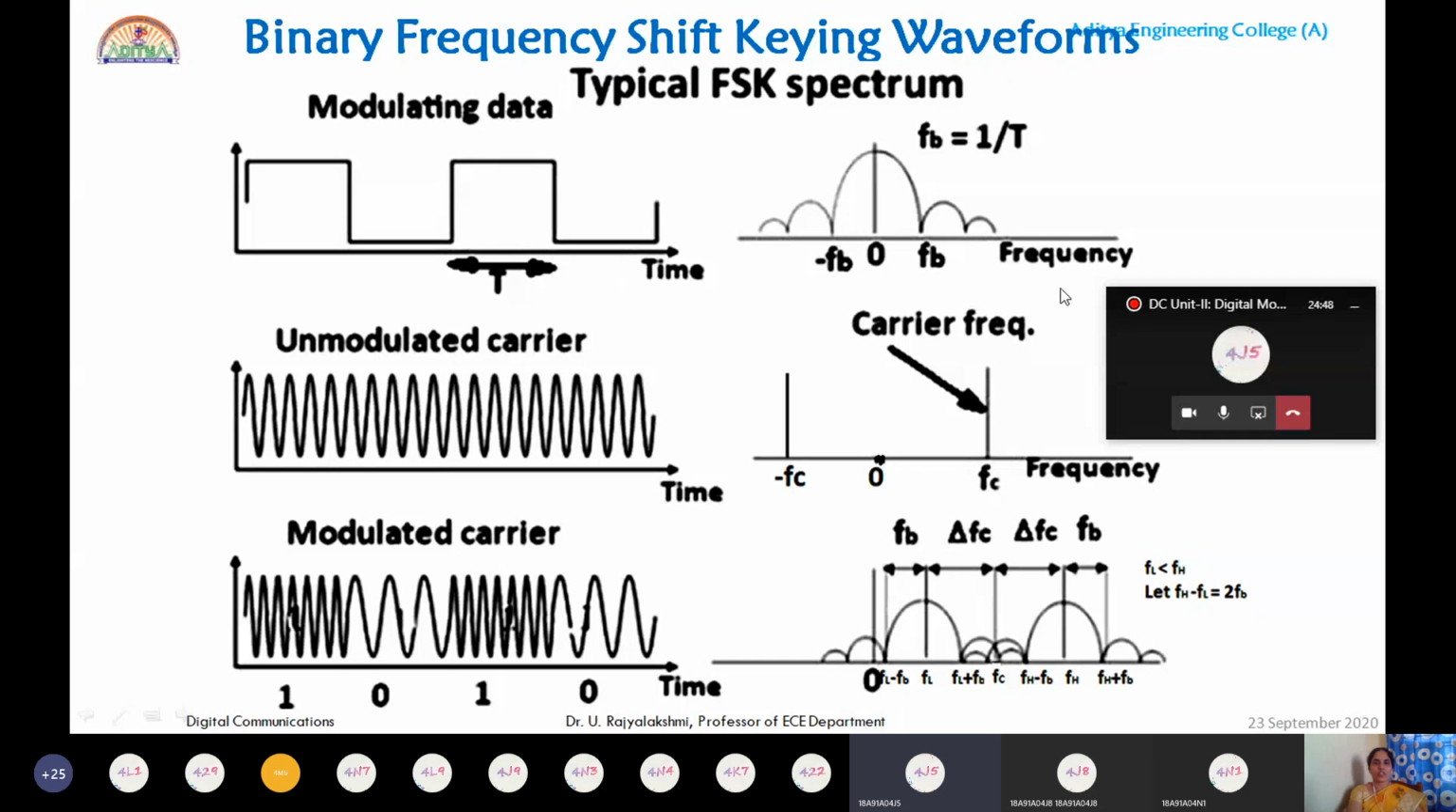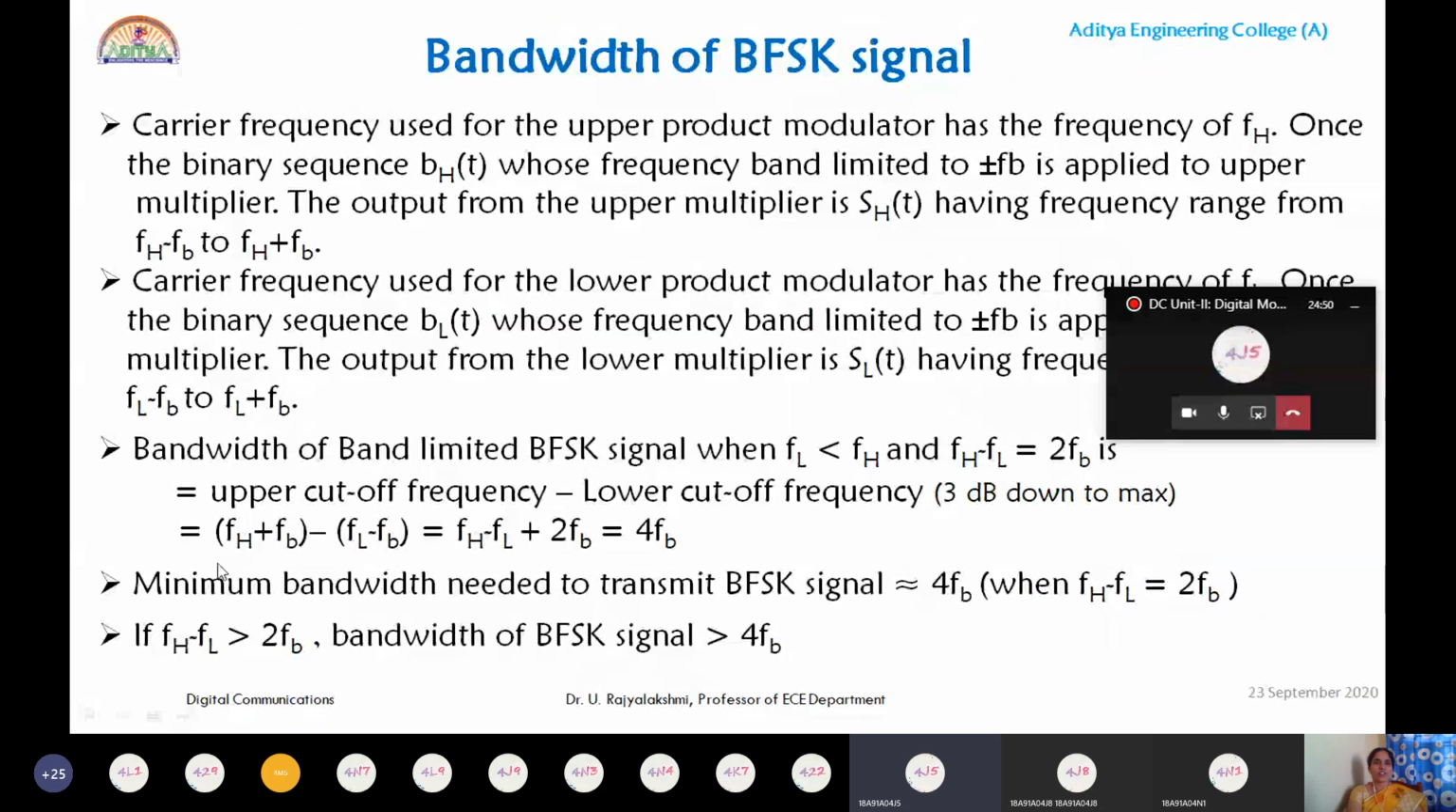Okay, so upper cutoff frequency is FH plus FB, please observe here, and the lower cutoff is FL minus FB. So if you take the difference between those two, you will get FH minus FL plus 2FB. Under the assumption that FH minus FL is 2FB, please assume like that, then 2FB plus 2FB, you will get 4FB.